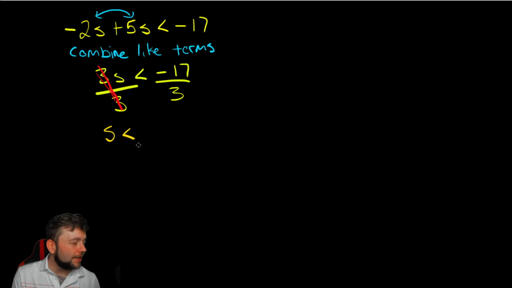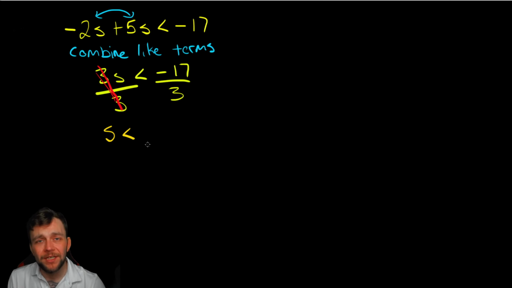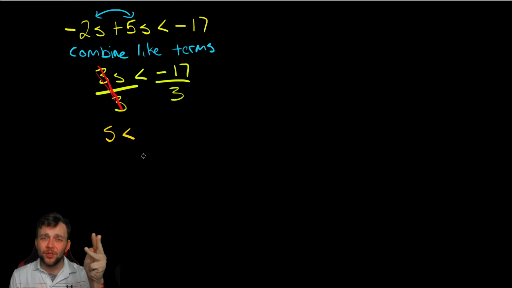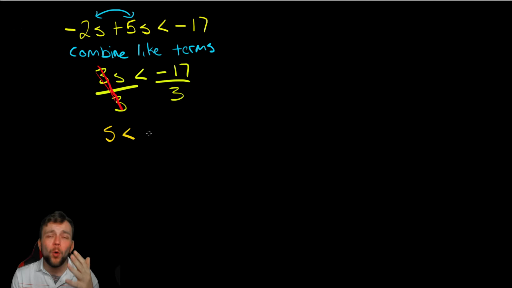So s is less than, let's go through this together. How many times does 3 go into 17? Count it out on your hands if you have to, right? So 3, 6, 9, 12, 15, it goes in there 5 whole times. If we do one more, it's at 18. We can't be more than that. So it is -5 wholes. And how much do we have left over? We're at 15. So we have 2 left over. So 2/3. So s is less than -5 2/3.